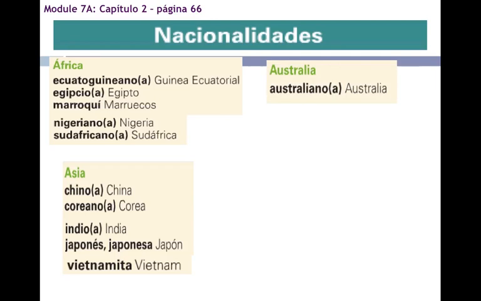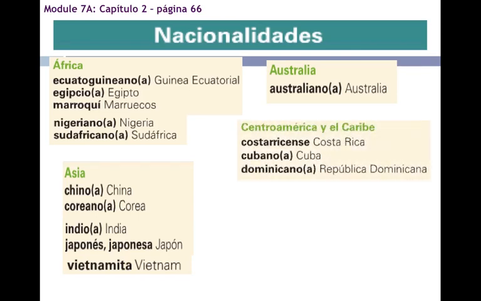Repitan, Australia. Australiano, australiana. Repitan, Centroamérica y el Caribe. Costarricense, costarricense. Cubano, cubana. Dominicano, dominicana.